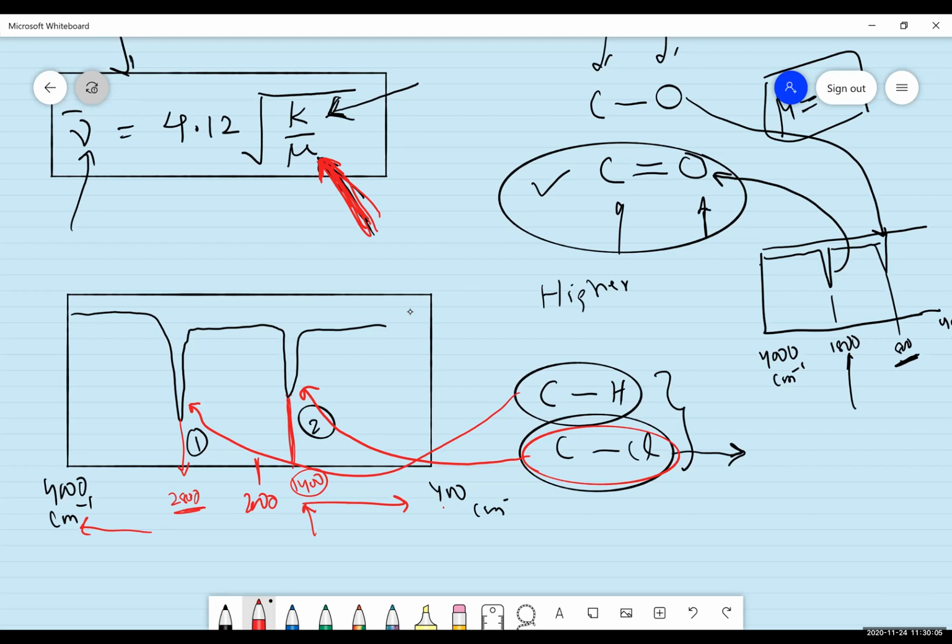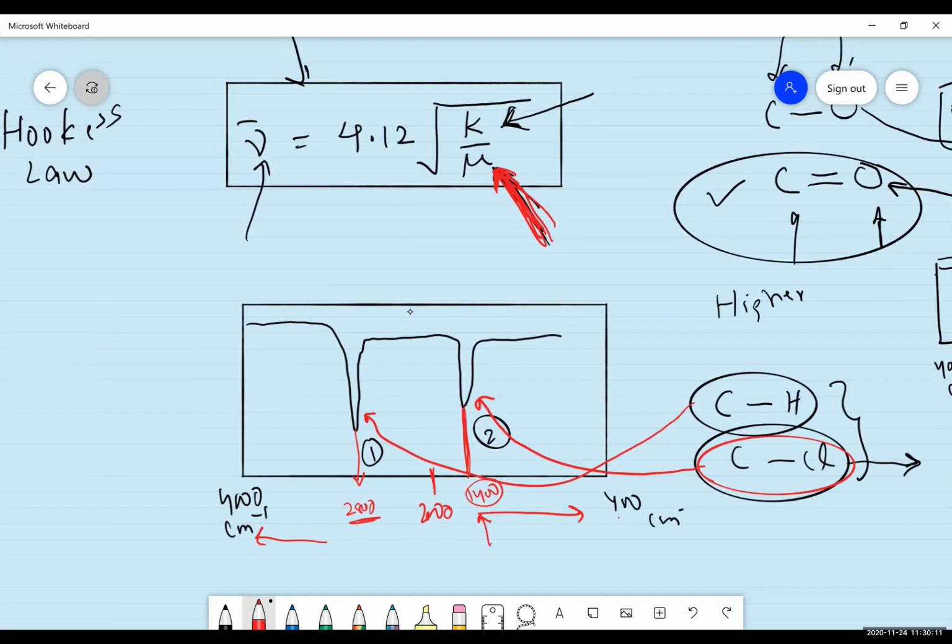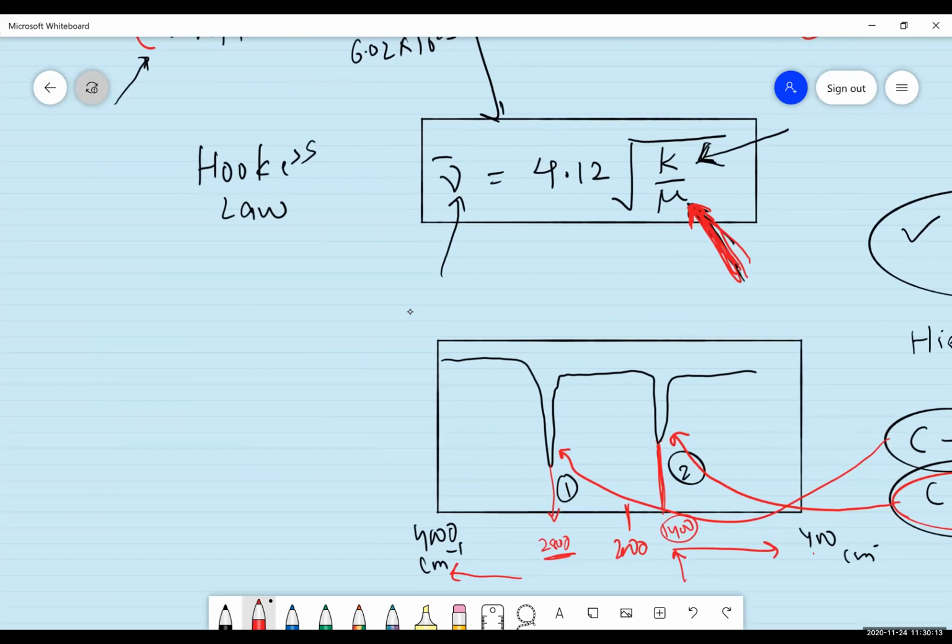Okay. Let's try one more based on the Hooke's law. Or we can go to the next topic, whatever you like. Another problem or go to the next interpretation of data?